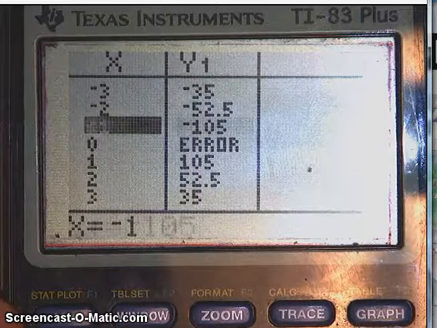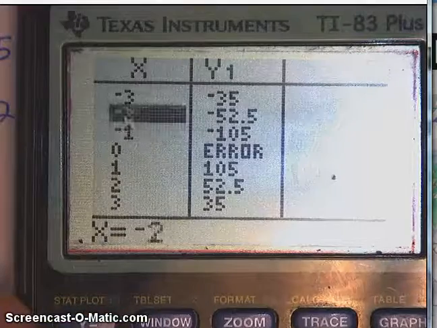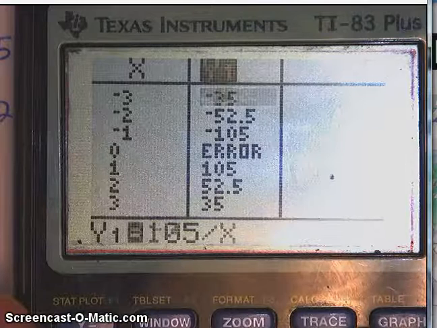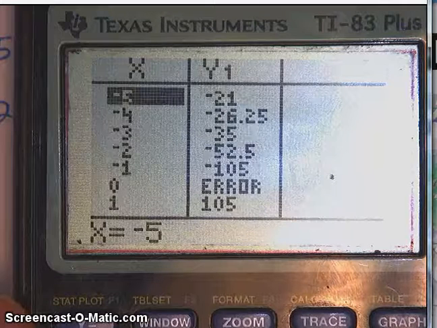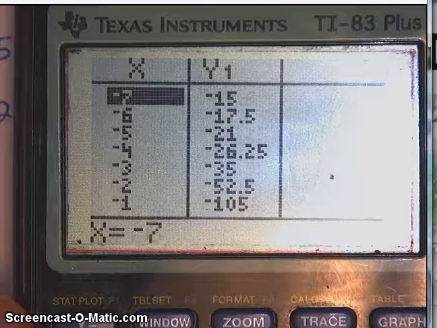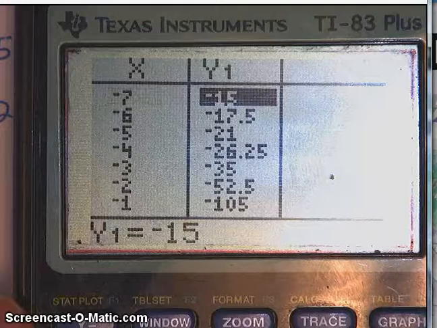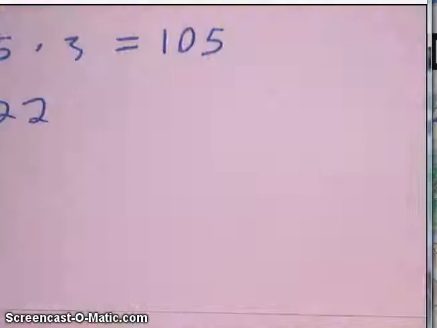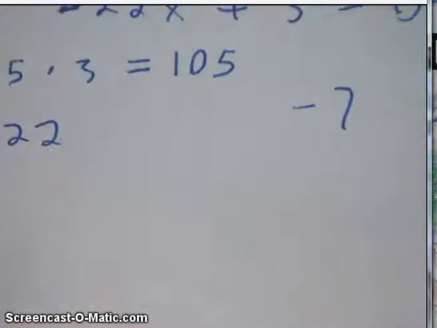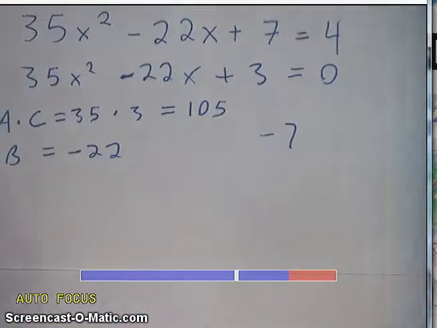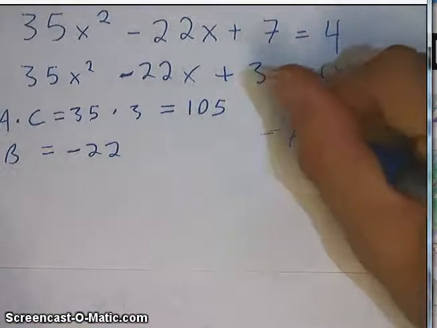So I actually need to look at the negative factors. Okay, negative 1 plus negative 105, that's not negative 22. Negative 3 plus negative 35, that's not negative 22. But when I go up to negative 7 and negative 15, that does add to negative 22. So those are the two numbers that I need. Negative 7 and negative 15.